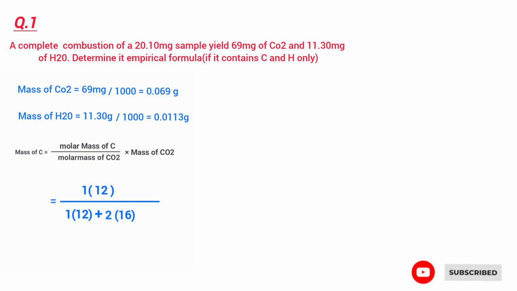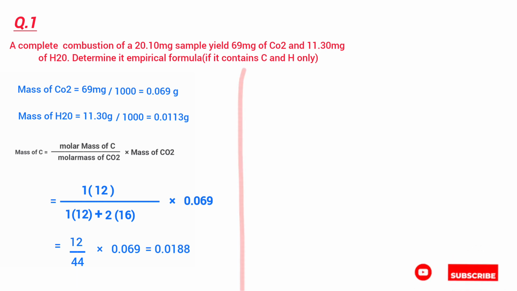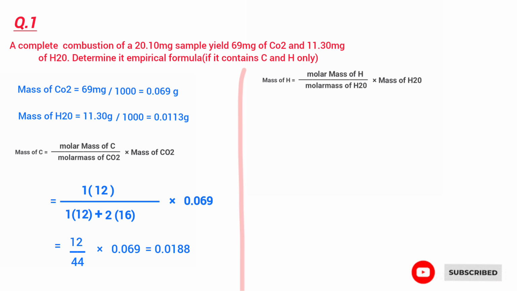So this is 2 times 16. Now, we are given the mass of CO2 from our question as 0.069 gram. Solving this, we have 12 over 44 times 0.069, and this gives us 0.0188. For mass of hydrogen, we have mass of hydrogen is equal to molar mass of hydrogen in H2O over molar mass of H2O times mass of H2O.